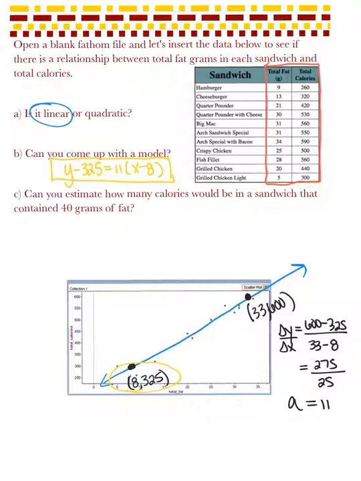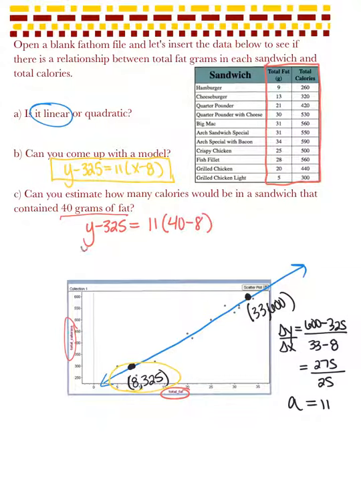So the next thing says, can you estimate how many calories would be in a sandwich that contained 40 grams of fat? So when I see this 40 grams of fat, based on what I've got for my model, I have total fat here as my x-axis in grams. So I've got to make sure I plug in the 40 for my x, and I'm solving for y, which is the total calories. So I get y minus 325 equals 11 times 40 minus 8.